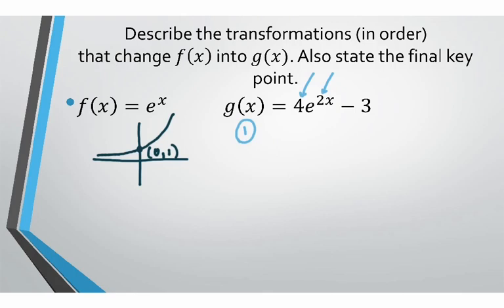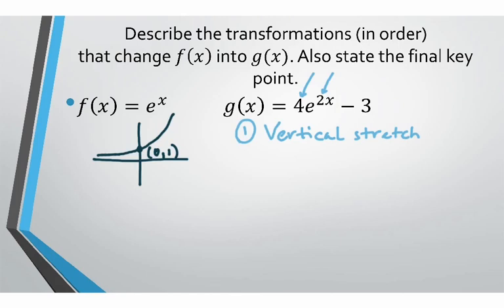Well, we talked earlier about numbers out front are vertical stretches and smushes, right? So we're going to say vertical to be very specific. And is it a stretch or is it a smush? Well, the rule is numbers bigger than 1 are stretches. So we are doing a vertical stretch with that 4.